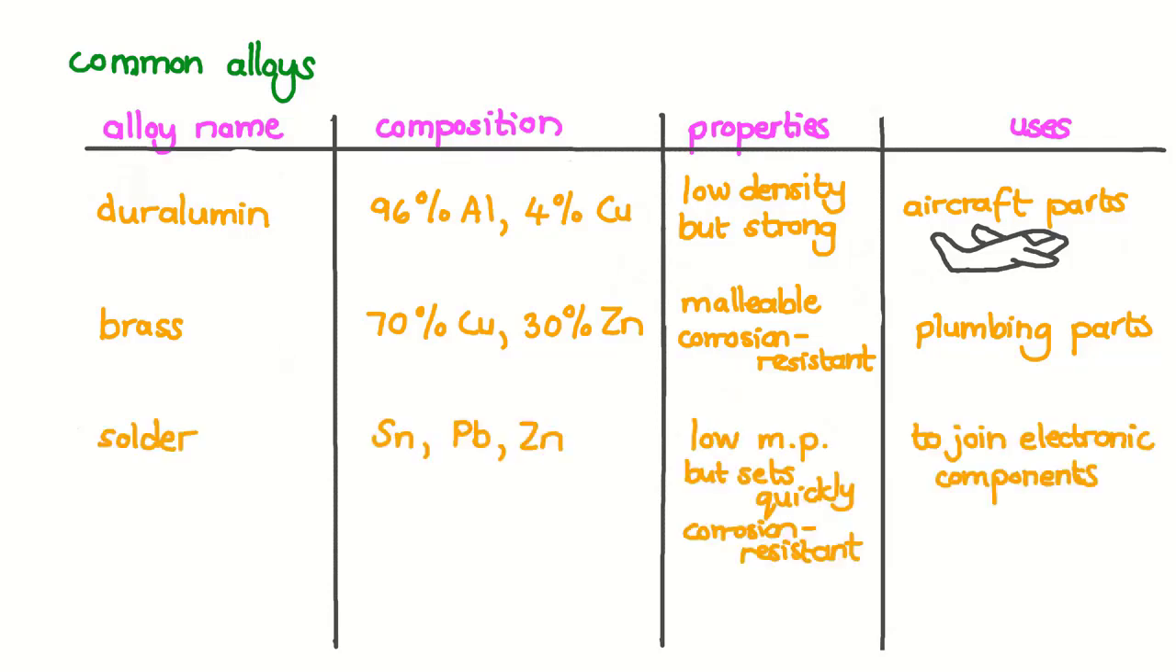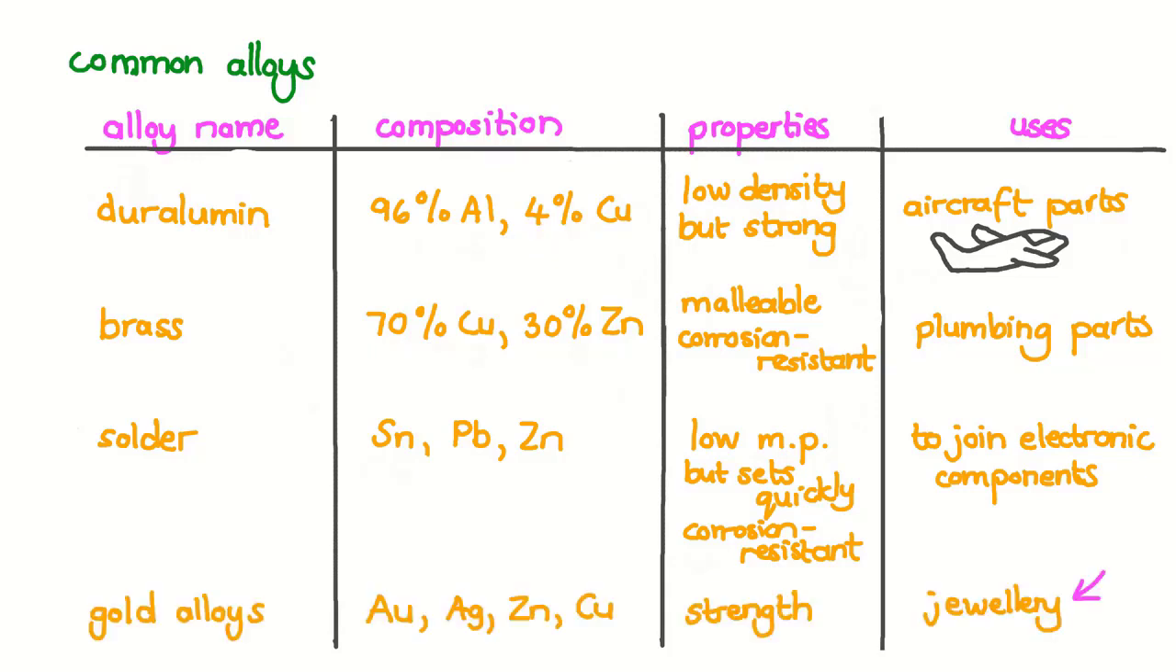Solder is a tin, lead and zinc alloy. It melts easily but sets quickly and is also corrosion resistant. Solder is used to join electronic components. The melting point of a particular solder depends largely on the content of tin. The relative proportions of copper and zinc in brass affect the properties of a particular brass, and the aluminum and copper ratio in duralumin will influence the density and strength of the material. Can you see that the percentage of the components in an alloy directly influence the properties of that material? And these percentages can be changed.